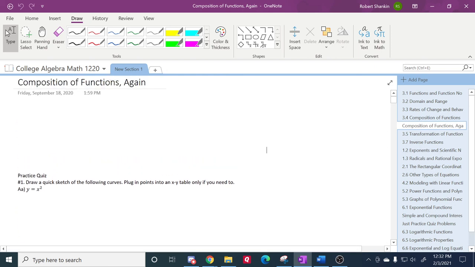Draw a quick sketch of the following curves. Plug in points into an XY table only if you need to do so. If you can quickly make this sketch without plugging in points, do that.